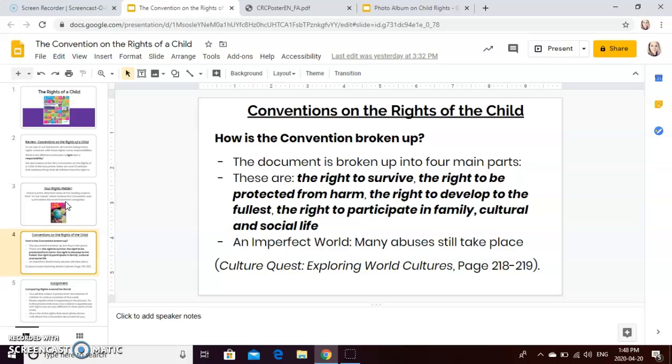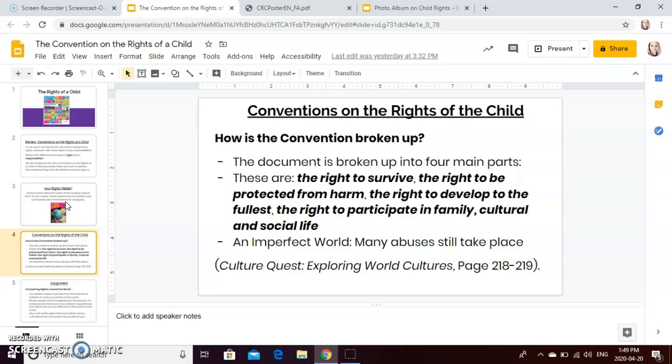So the first section we could say that the convention is broken up into is the right to survive. So this means that every child has the right to live with freedom and dignity, have enough food, water, shelter, and clothing to meet his or her needs, receive proper medical care, or live with his or her family, or be well cared for if this is not possible. Meaning, if they cannot be well cared for with their own family, they would live with another family. So those are some of the articles that would fall under the right to survive.